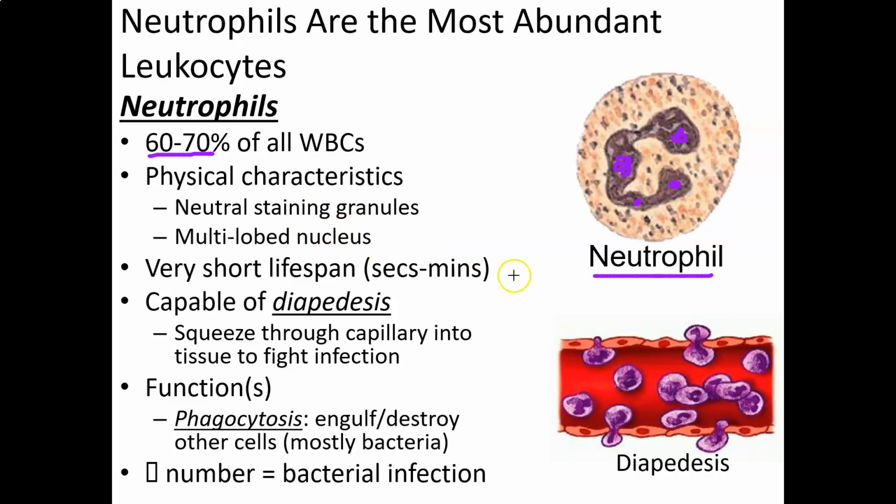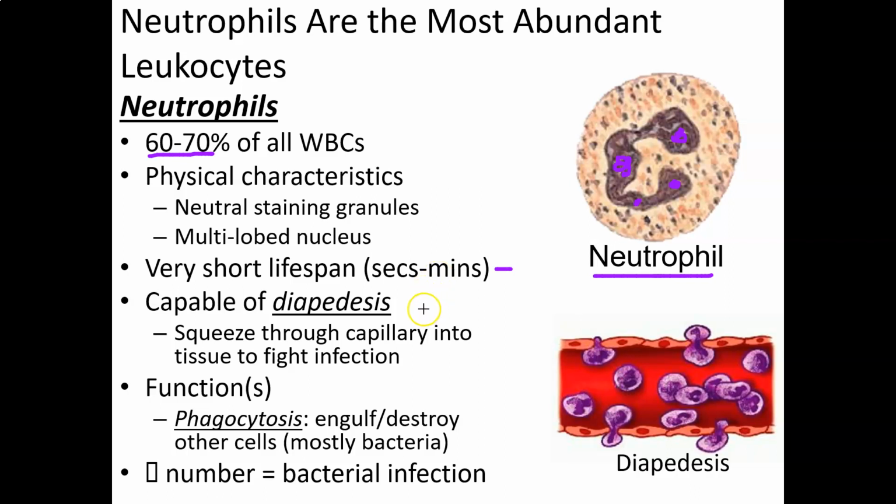as well. They have a very, very short lifespan. In active infections, they might only last literally a couple seconds. Once they're released into the bloodstream, they travel to the site of infection, attack the invader, and engulf it through phagocytosis, and are destroyed in the process typically. So they're very fast acting relative to some of the other white blood cells as well.